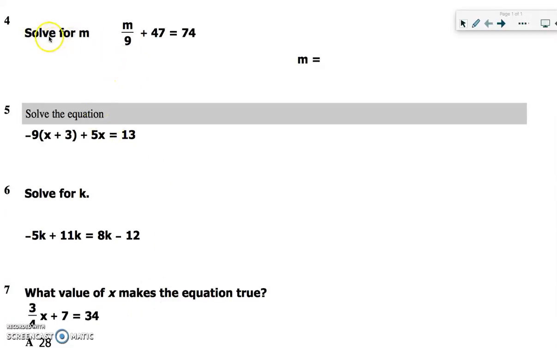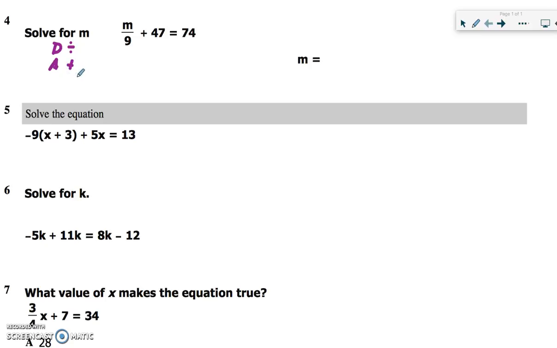Great. So we're on number 4, solve for m, where m divided by 9 plus 47 equals 74. Let me get my little pen out again. In this case, let me use this scenario again. If I knew what m was, I would do what first? I would divide it by 9. Following PEMDAS, the first thing I would do is divide by 9. Then I would add that 47 to it, right?